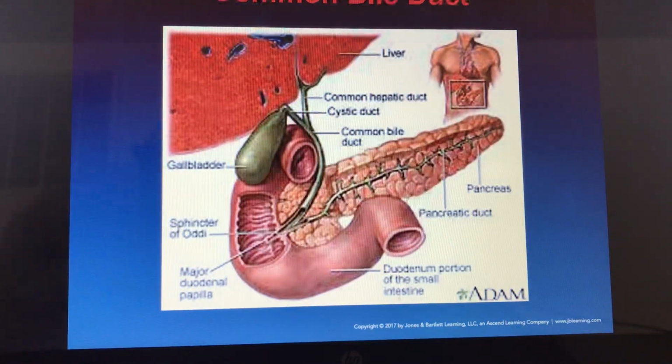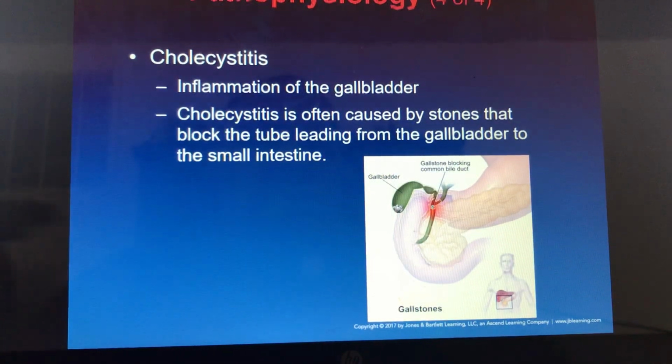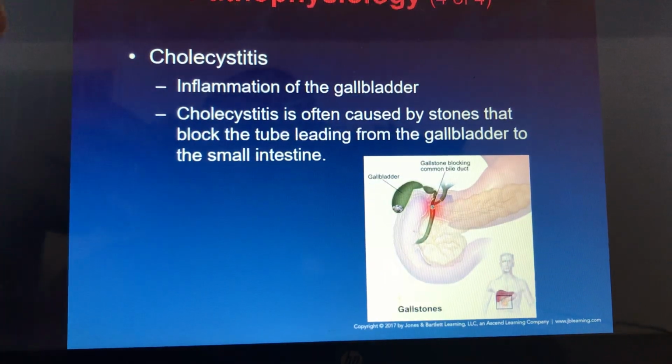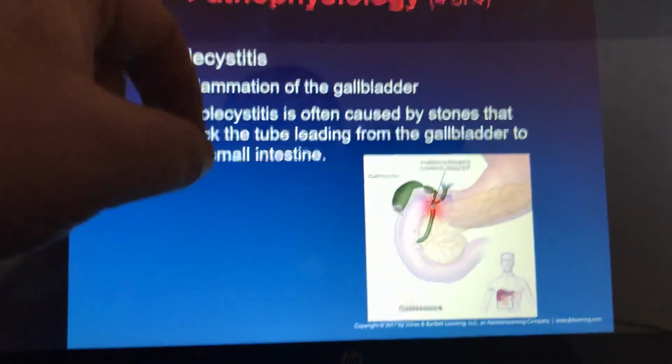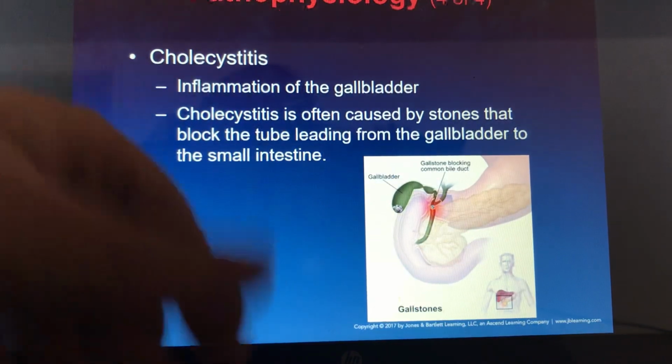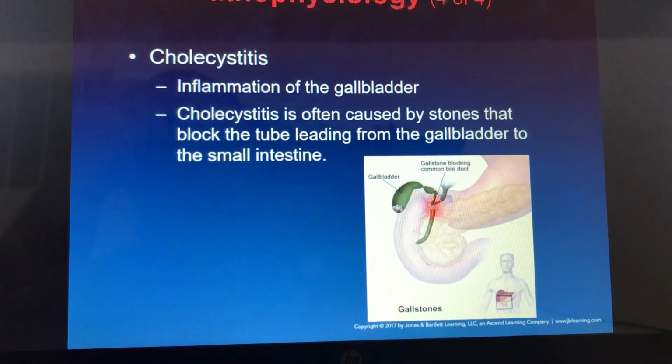The common bile duct, again, is something I wanted to point out and stress that there can be issues that happen and go wrong in the common bile duct. One is something called cholecystitis. Cholecystitis is basically you have an issue with the gallbladder. It's inflammation. Itis is inflammation. The chole is gallbladder. Typically, what it can happen is from gallstones.